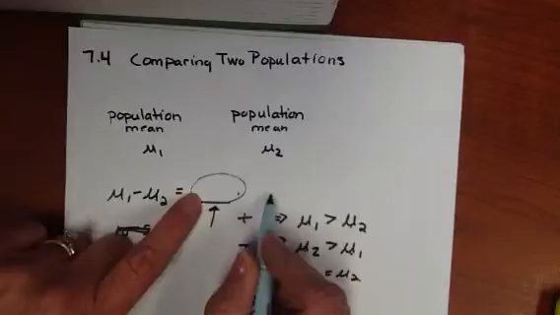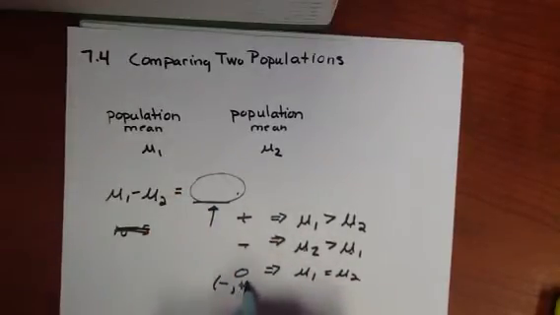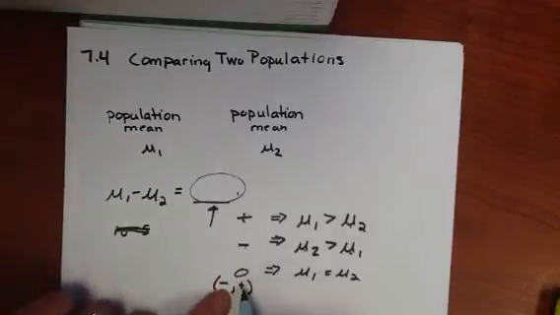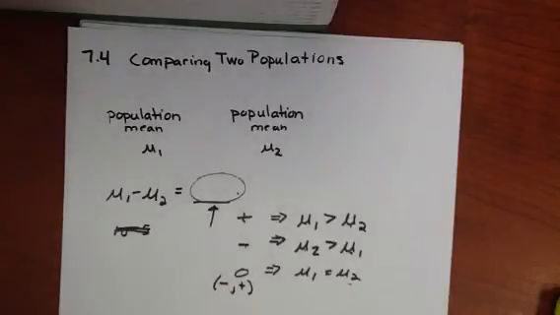However, if our interval has a negative and a positive number, that means 0 is within the interval, and we can't conclude that one is larger than the other. We just cannot conclude a difference. Or we're 90% confident that there's no difference in these population means.